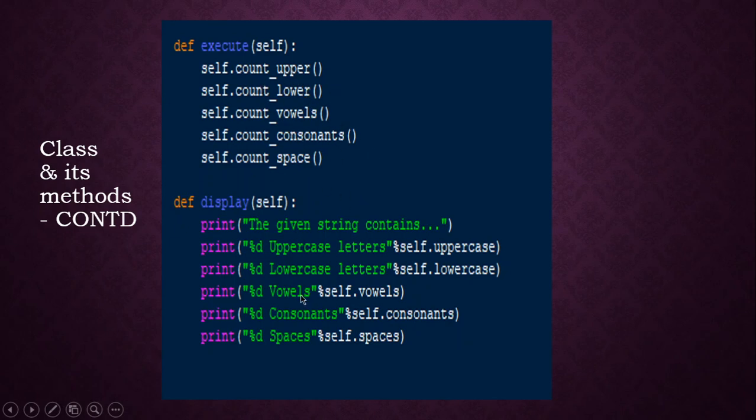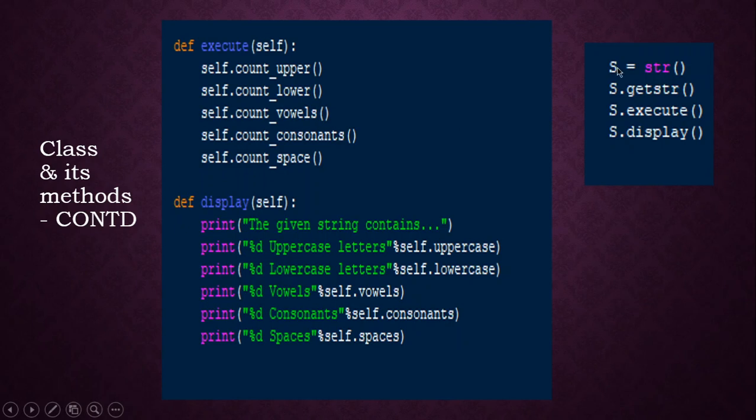And finally, the next function is the display function. Everything is found out now, so we have to display the result. What is the result? Number of uppercase letters, self dot uppercase, number of lowercase letters, self dot lowercase, number of vowels, number of consonants, and number of spaces. This is how the output we have seen before.